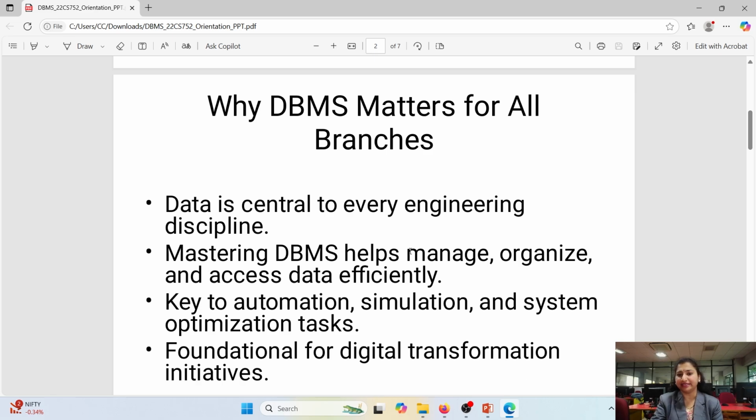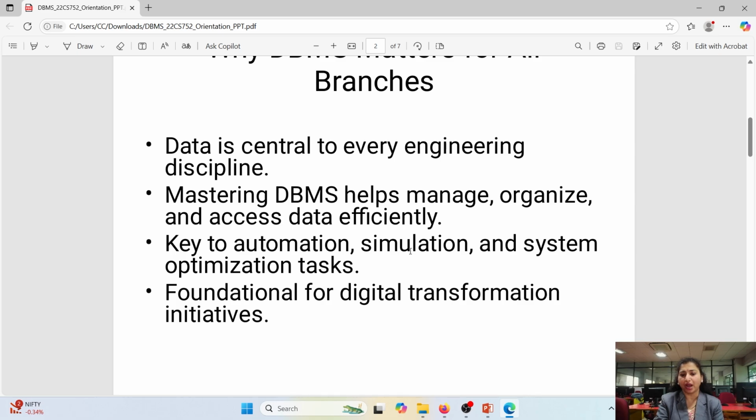why does studying database management systems as a subject matter to all of the branches? As we know now, data is the new oil and data is very important. It is central to all the engineering disciplines. So if you go through this course, you will be able to manage the data, organize it properly, and access data efficiently. It's like you are working in the back end. You will come to know how data in its digital form helps you tremendously.